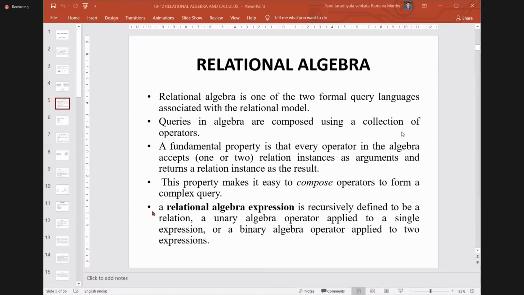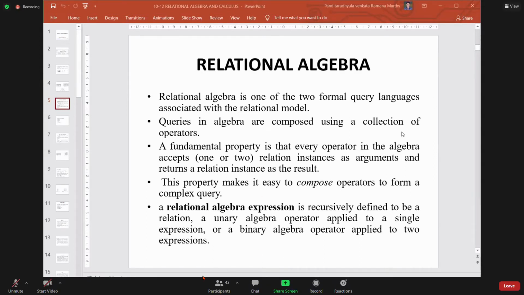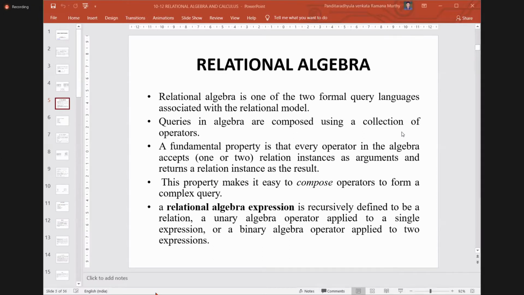Similarly, here also, every operator accepts one or two relation instances as arguments and returns a relation instance as result. That is, it takes one or more relations as input and executes the relational operator on them. In relational algebra we have various operations like select, project, and so on, which compute some result and give it to us. So every relational operator accepts one or two relations.